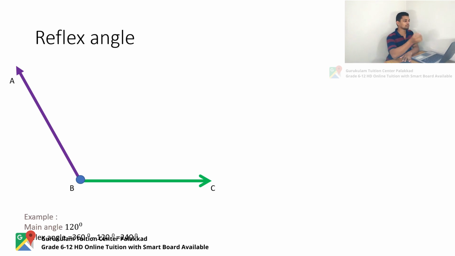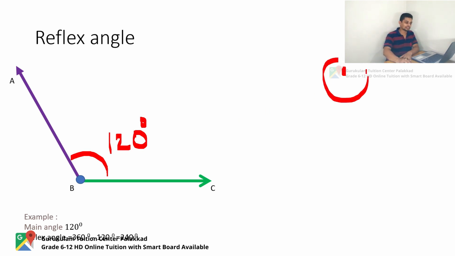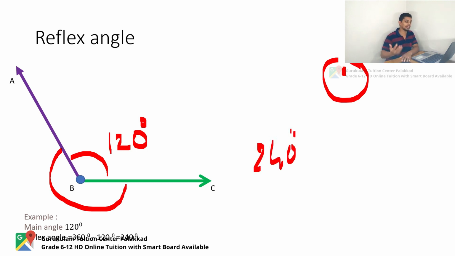Okay, now comes the reflex angle. Reflex angle means, just imagine if this angle is 120 degrees. We have told one thing previously, the angle around a point is 360 degrees. So this concept is used here. What will be this angle? This will be 360 minus 120, which is 240. So this is the concept of a reflex angle.